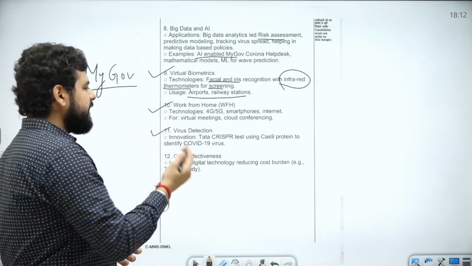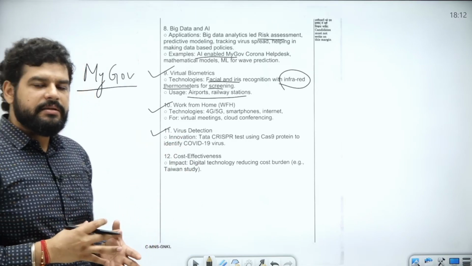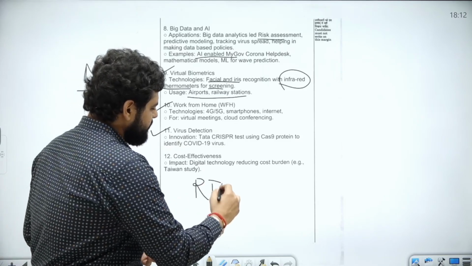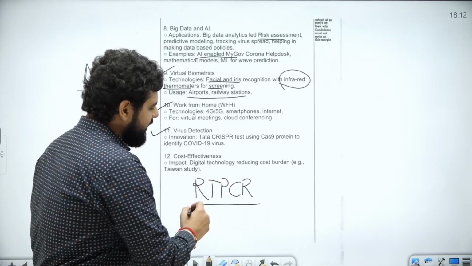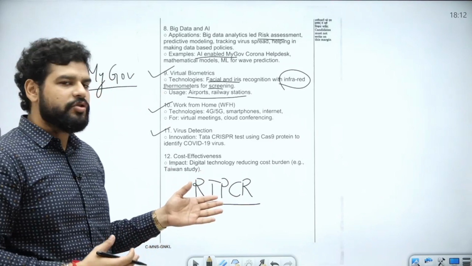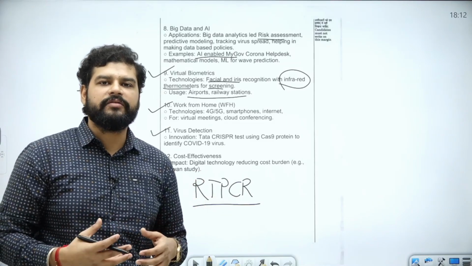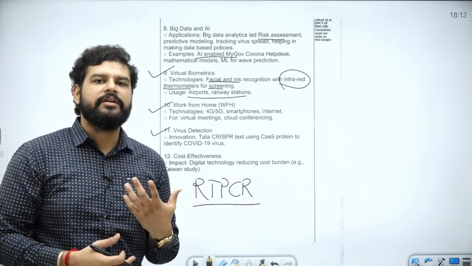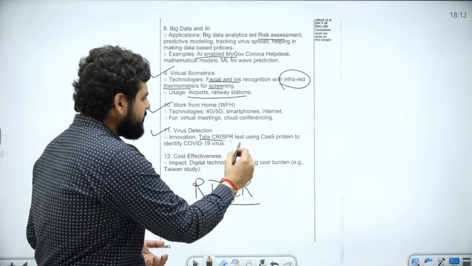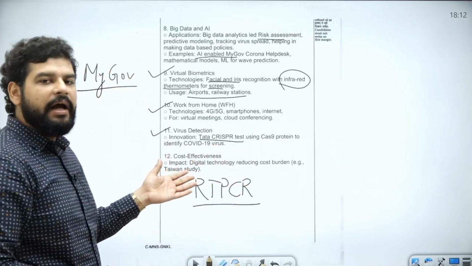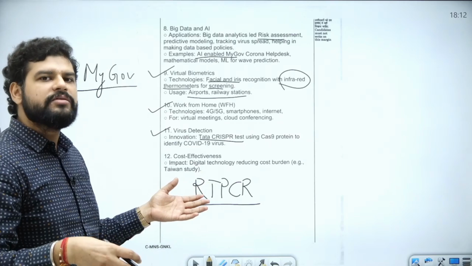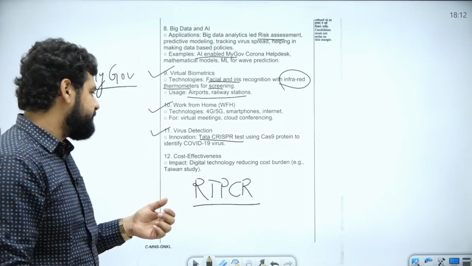Next is virus detection. Now the CRISPR test, or let's say the RT-PCR test to be more precise. The RT-PCR test is the result of biotechnology. This technology was used in diagnosing the virus. If you have an infection, an RT-PCR test was done, right? The Tata CRISPR test was the first one in India which gave us the power to detect and diagnose COVID-19 infection.